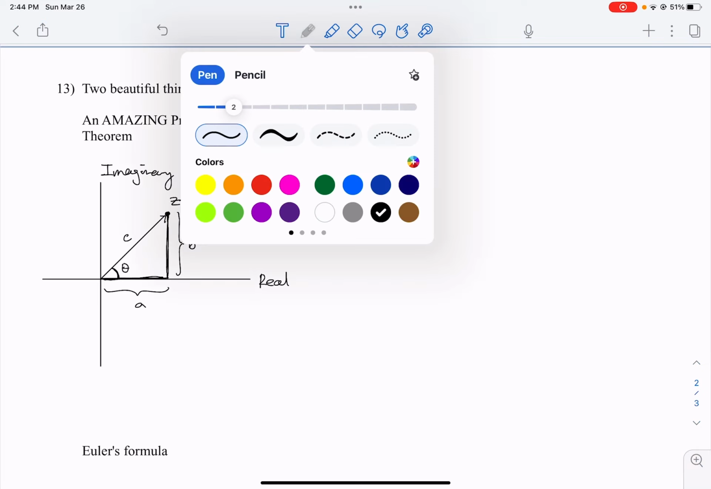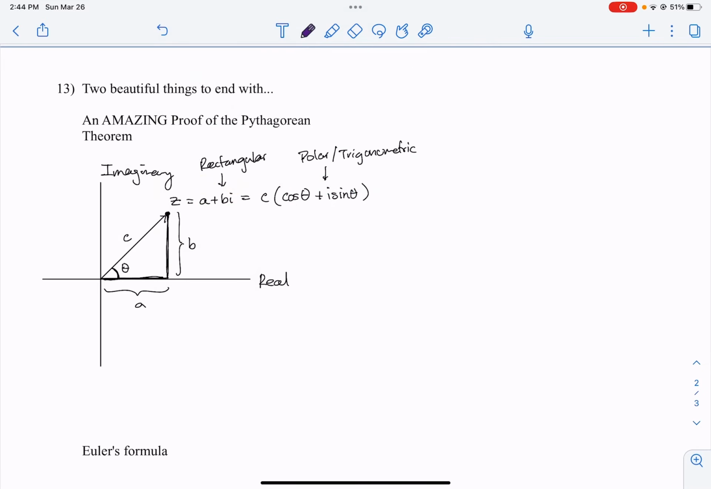Think back to what a conjugate was. What is the conjugate of a complex number? Well, the conjugate of z, which we usually write with a little bar above it, is going to be a minus bi. All you do is change the plus into a minus, and that's called the conjugate.